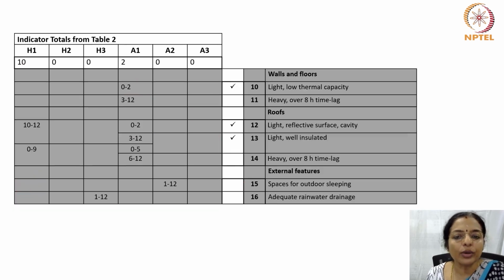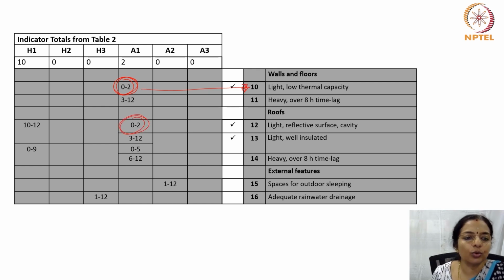So in this manner, we complete other things like walls and floors. So for this, we have A1. This is the criteria we will choose. Under this, it says that we must have light, low thermal capacity. Our A1 is 2, 0 to 2. So it falls under this range, and also H1 is 10 to 12. This means we should have light reflective surface with probably cavity walls. Again, this is 10 to 12. So we could consider light and well insulated walls also.